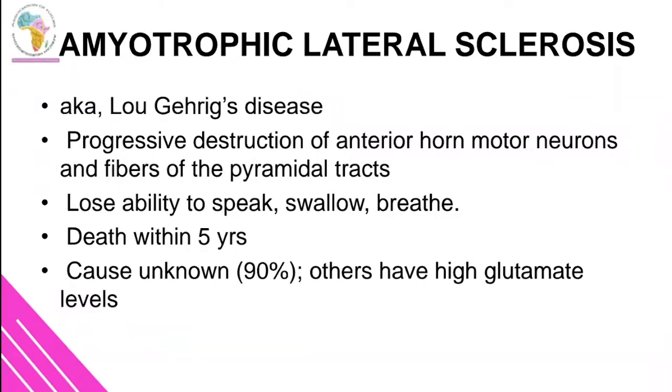We'll also talk about amyotrophic lateral sclerosis, which is also known as Lou Gehrig's disease. It's a demyelinating disorder, due to accumulation of radicals that tends to destroy the neuronal cell bodies in the anterior horn, motor neurons, and fibers of the pyramidal tracts. We know the anterior horn is involved in the motor aspect of the spinal cord.